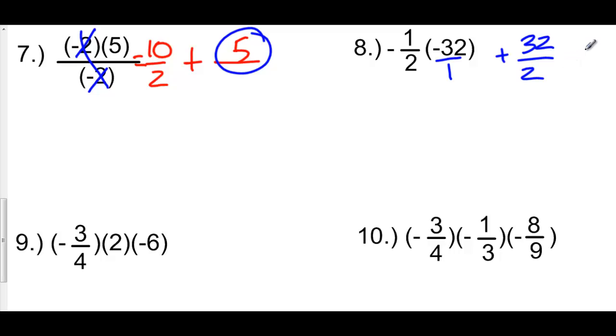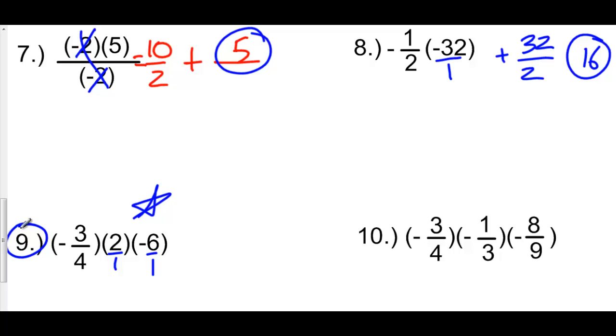32 divided by 2, put in your calculator, and you get 16. Now notice it's positive because the two negatives cancel each other out. It's an even number of negatives. Same thing down here, an even number of negatives. Okay, so I'll start the problem, and I want you to go ahead and finish that one.